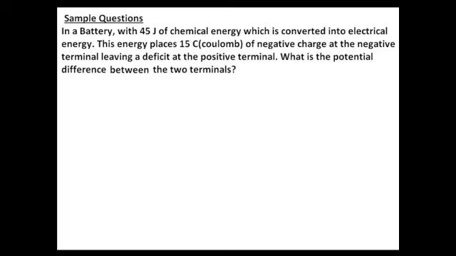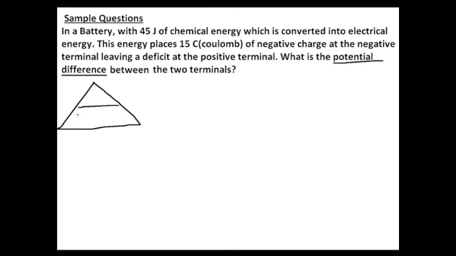So now that you know how to use the proper formulas for the proper equations, we'll be doing a few sample questions. So in a battery with 45 joules of chemical energy, which is then converted into electrical energy, this energy places 15 coulomb of negative charge at the negative terminal, leaving a deficit at the positive terminal. What is the potential difference between the two terminals? So we know that potential difference is the same as voltage. So we know we're dealing with the voltage triangle. So we'll use my triangle.